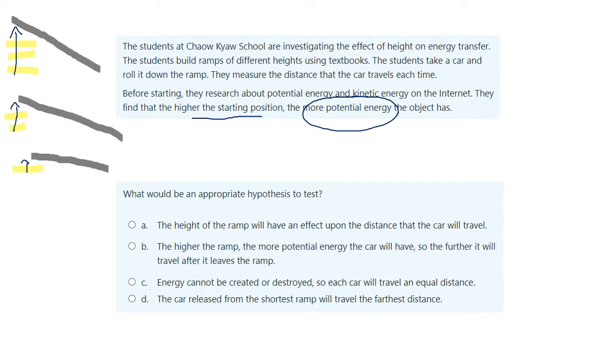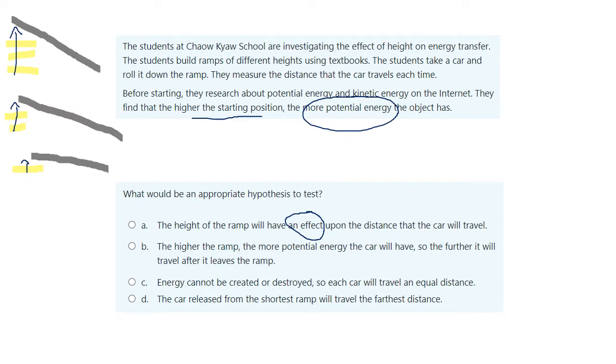A, the height of the ramp will have an effect upon the distance the car will travel. Now, an effect is not really a prediction. If it said the higher the ramp, the further the car will travel, that's a prediction. You're guessing that if you increase the size of the ramp, you will increase the distance that the car will travel. But A is too broad. It's not really predicting what will happen. We don't know if it will go further or less far.